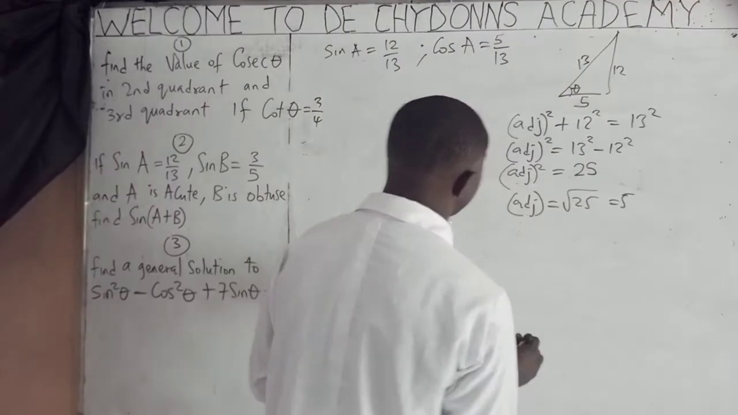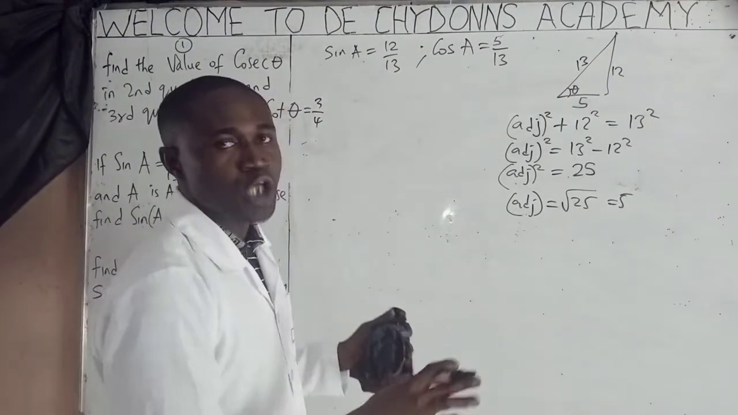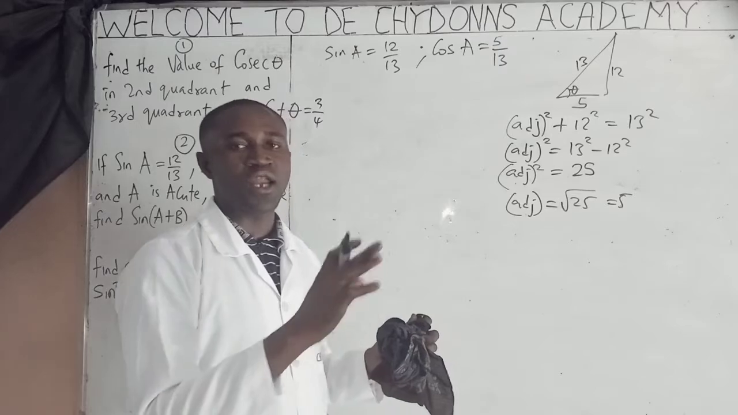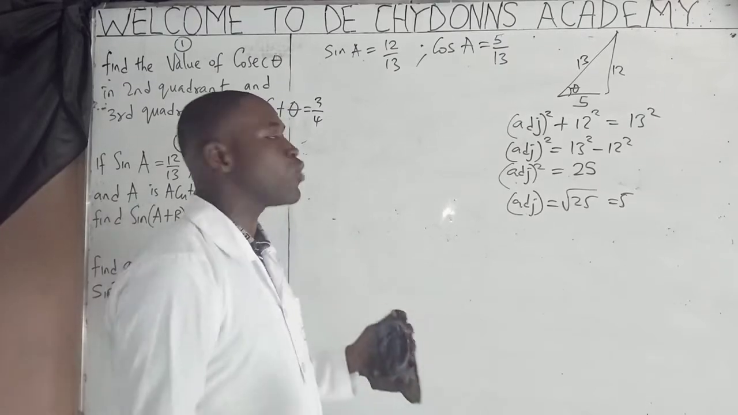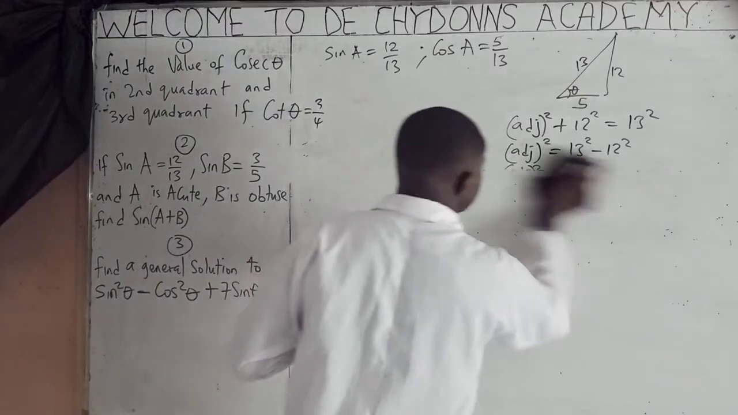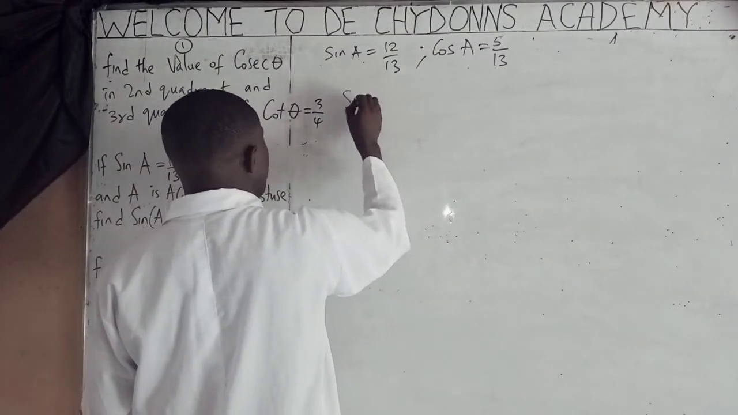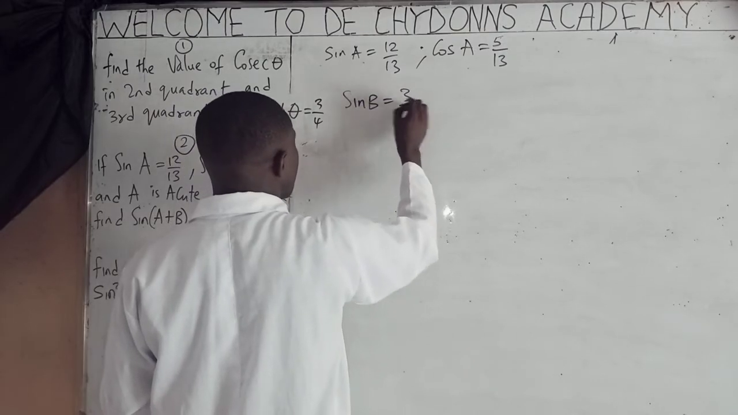That is cos A. Because A is acute, cos will also be positive, because all three ratios are positive in the first quadrant. Then we come to the next one. And the next one, they said sine B equal to 3 over 5.